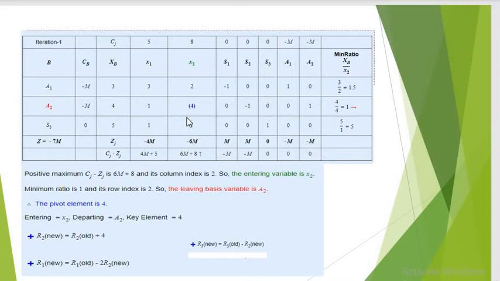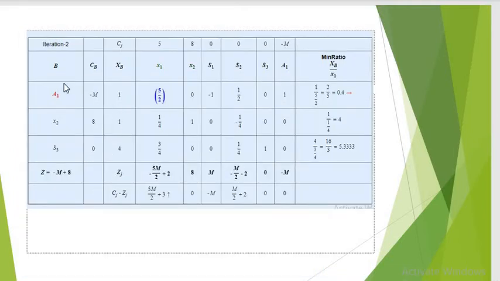Then using this information we can find the next iteration. For that we use these new elementary row operations. This will be the second iteration table. Here the basic variables are a1, x2, s3, and the coefficient values are minus M, 8, 0. Other values we will get from the elementary row operations.